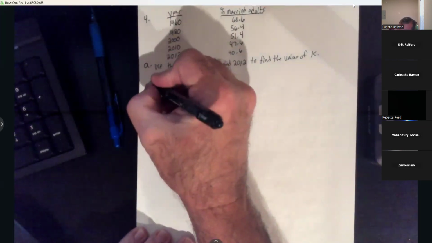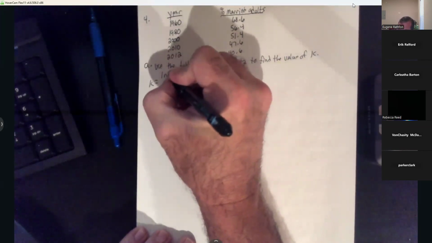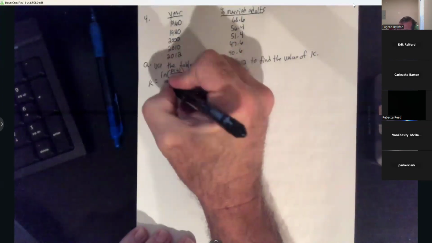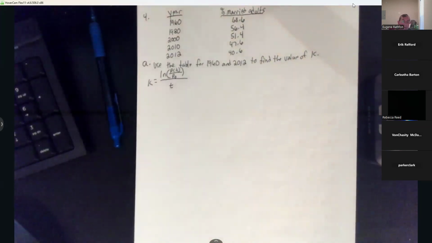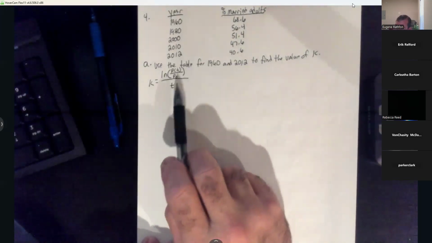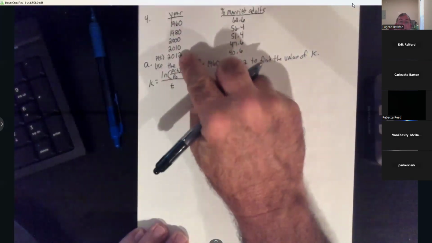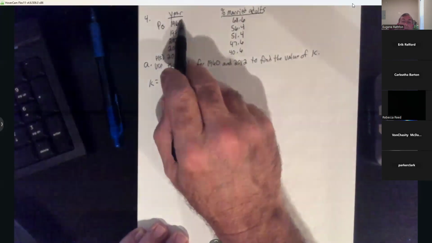Now, I gave you a formula a while ago to find K. That formula was K equals the ln of your P of T over your P original, all divided by your T for time. For this formula, since we're using 1960 and 2012, 2012 is going to be our P of T, because that's the ending amount, and 1960 up here is going to be our P original.